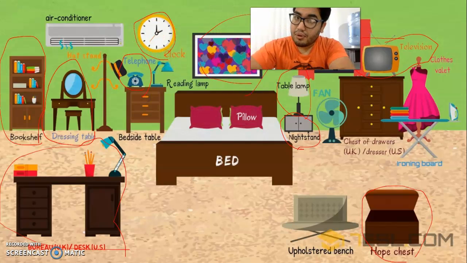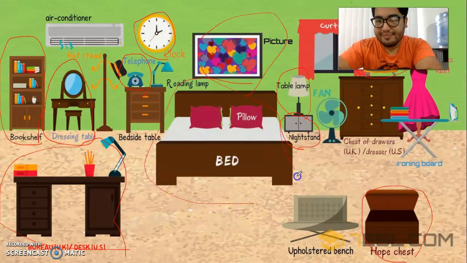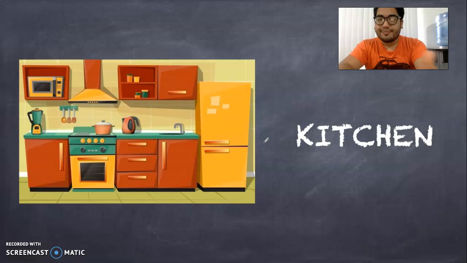A lot of pictures, posters. I don't know. There are a lot of things. And of course, the bed. In your bedroom you have a bed and pillows. So those are the things that you can find. The furniture of your house, of your bedroom, sorry.